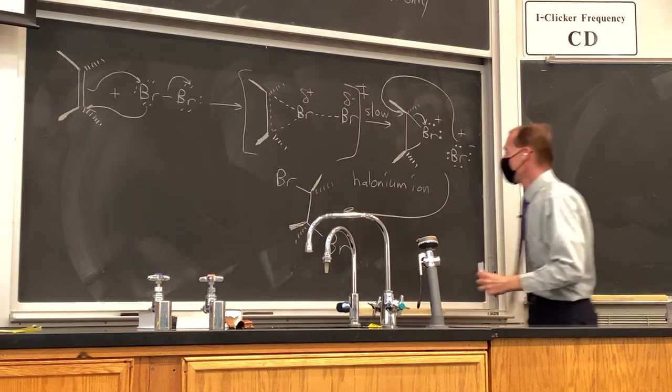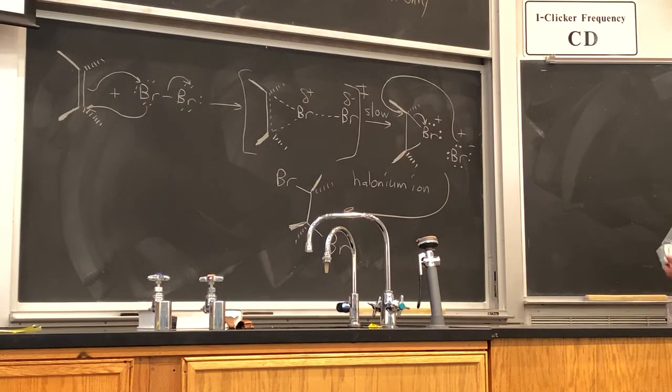Okay, so this mechanism nicely explains the anti-addition because the ring opening of the halonium ion would proceed by a backside attack. And so that explains how we will always be getting anti-addition. And we haven't drawn any carbocations, and so that's consistent with the fact that we don't have any rearrangements.